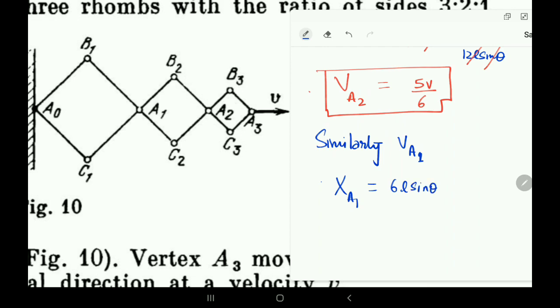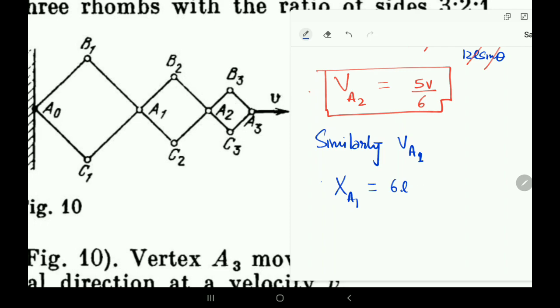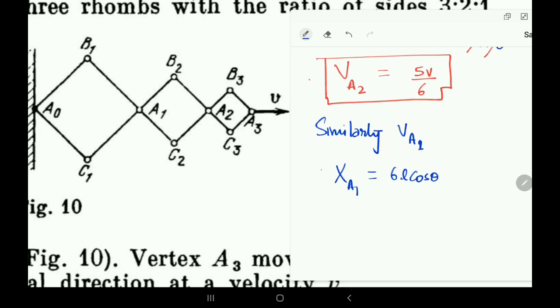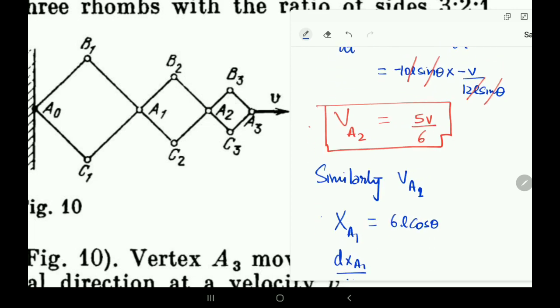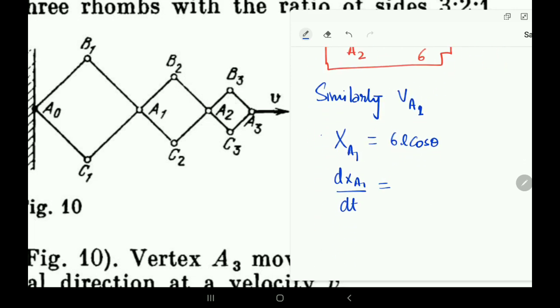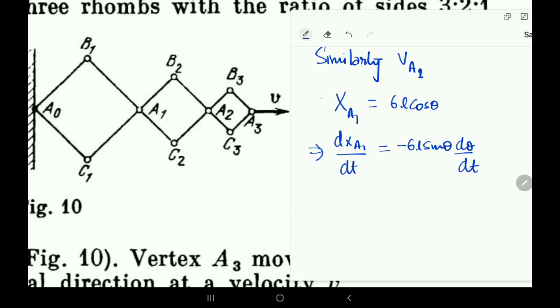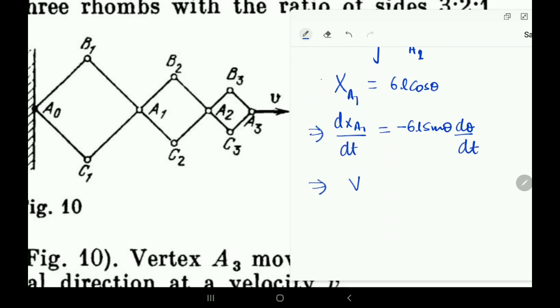6L cos theta, and it will be differentiated, so it will give minus 6L sine theta into d theta by dt. If you differentiate it, what you will get is minus 6L sine theta into d theta by dt. Again, why is there a minus? Because theta is decreasing. I have already explained it.